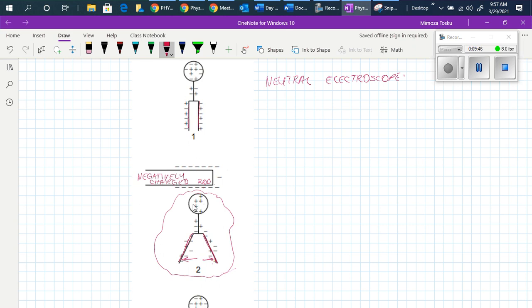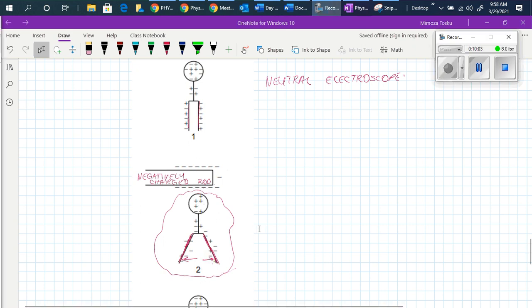So the leaves become negatively charged, and therefore they will repel each other. But the electroscope as a whole is neutral. And those leaves of the electroscope will stay charged, meaning they will stay away from each other because there is a repulsion force for as long as we keep the rod close to the knob of the electroscope.